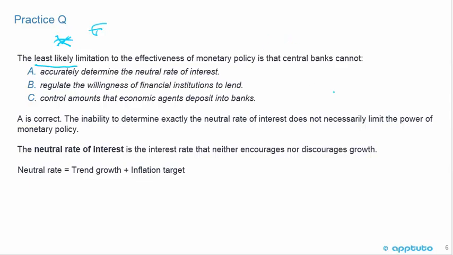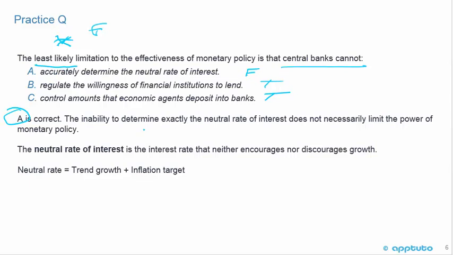Okay, so I'd read it. The least likely limitation to the effectiveness of monetary policy is that central banks cannot, and then I would read the end of the sentence. Central banks cannot regulate the willingness of financial institutions to lend. That's true. And central banks cannot control the amounts that economic agents deposit into the banks. That's true. Central banks cannot accurately determine the neutral rate of interest? No, that is false, okay? So A is correct. So look for the least likely, turn them into a true or false, look for the false.